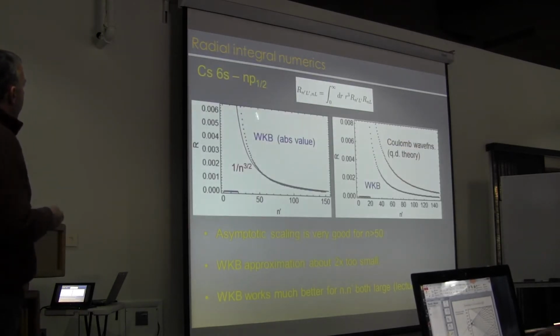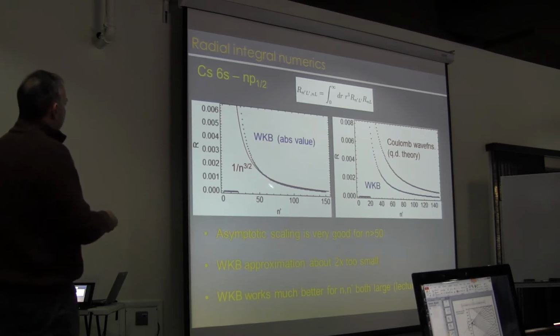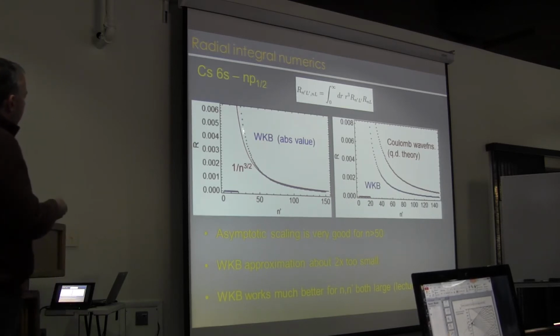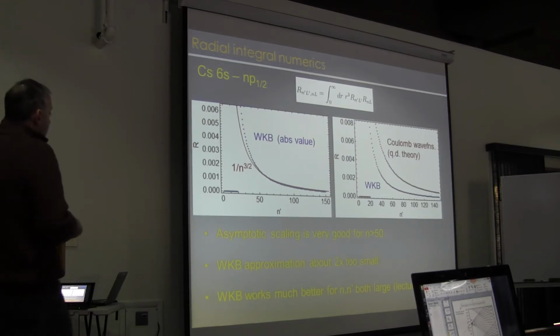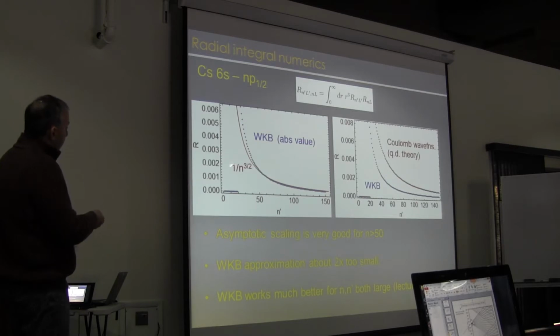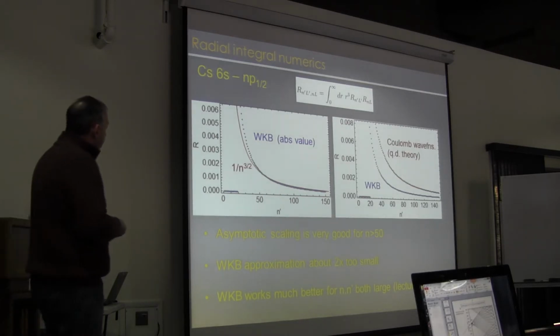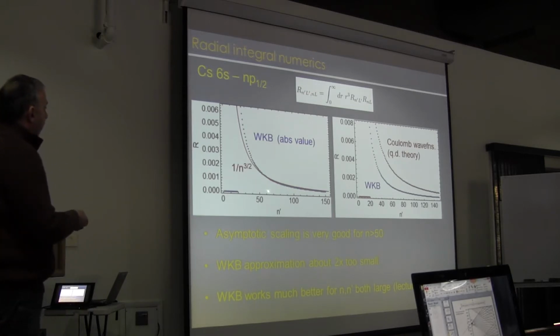Here's a calculation going from 6s up to np. These blue dots here are using a WKB approximation. The integral actually changes sign as you go through different values of n, and this is the absolute value of that integral. This red line here shows the 1 over n to the 3/2 scaling. So you see, as soon as you get up to around n equals 50 and beyond, this asymptotic scaling is actually quite accurate. It scales as 1 over n to the 3/2.